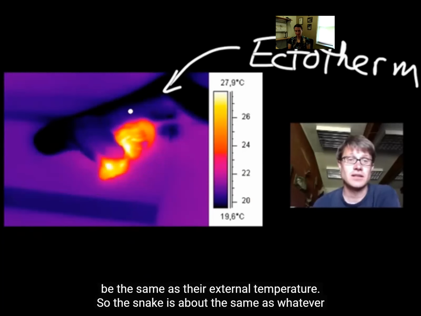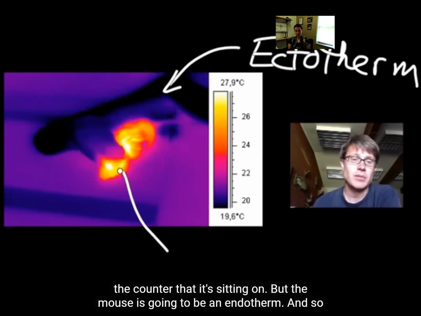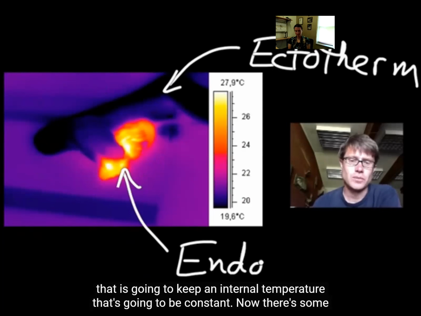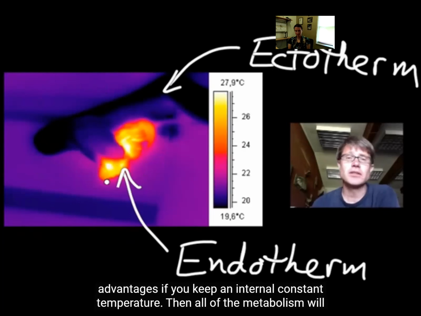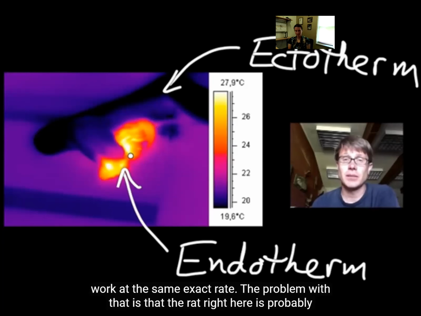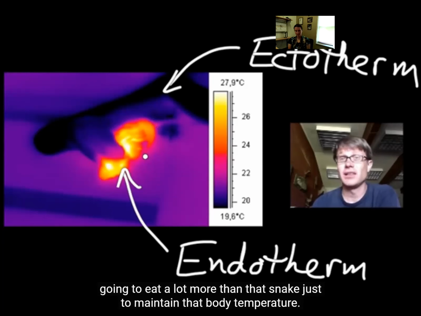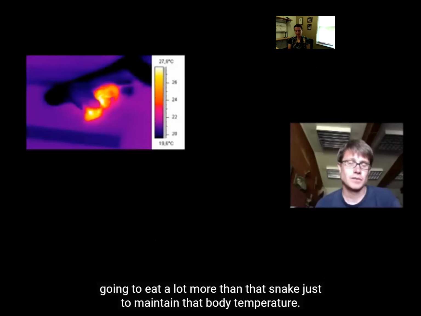So the snake is about the same as whatever the counter that it's sitting on. But the mouse is going to be an endotherm, and so that is going to keep an internal temperature that's going to be constant. Now there's some advantages. If you keep an internal constant temperature, then all the metabolism will work at the same exact rate. The problem with that is that the rat right here is probably going to eat a lot more than that snake just to maintain that body temperature.